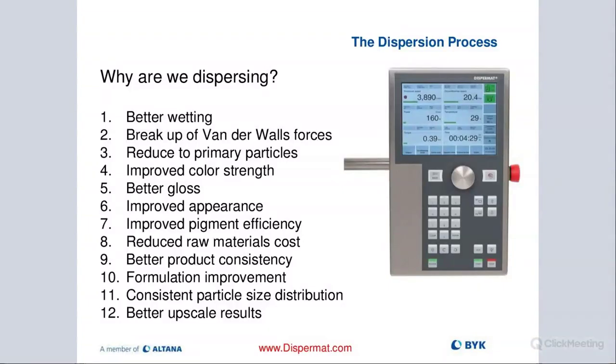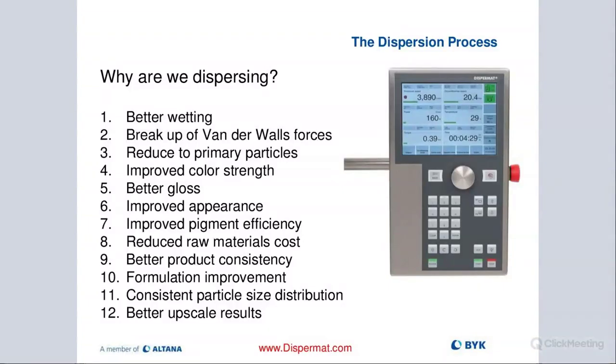So that's really what we're trying to do, is just break up these invisible forces and reduce these larger particles, these agglomerates, and turn them down to aggregates, and then ideally reduce them down to primary particle size, which would actually happen when we are completing our milling cycle. That will result in improved color, better gloss, and improved overall appearance.